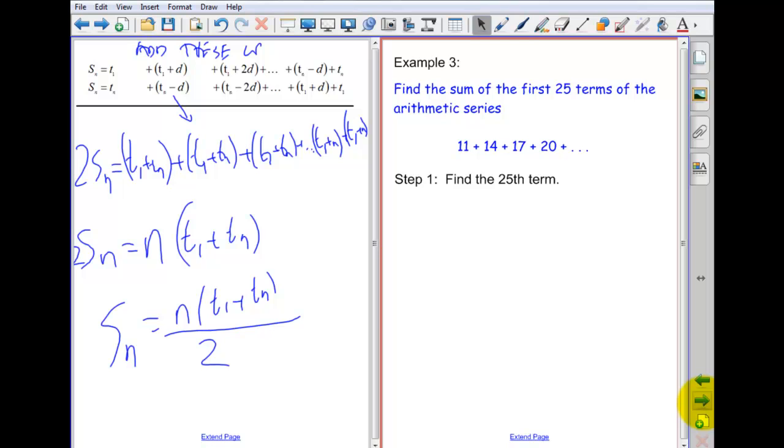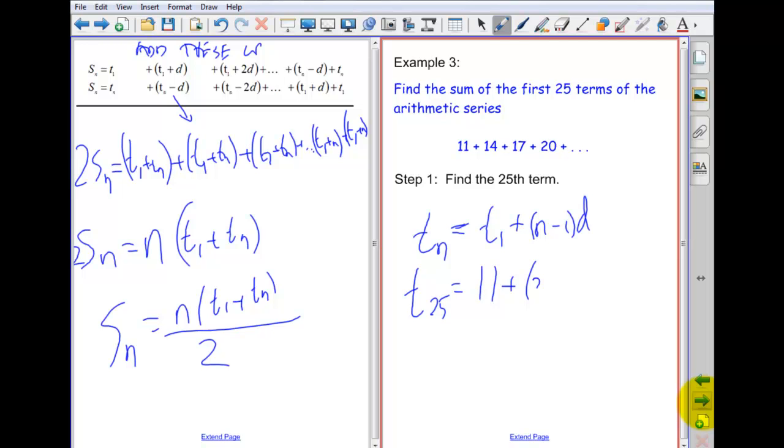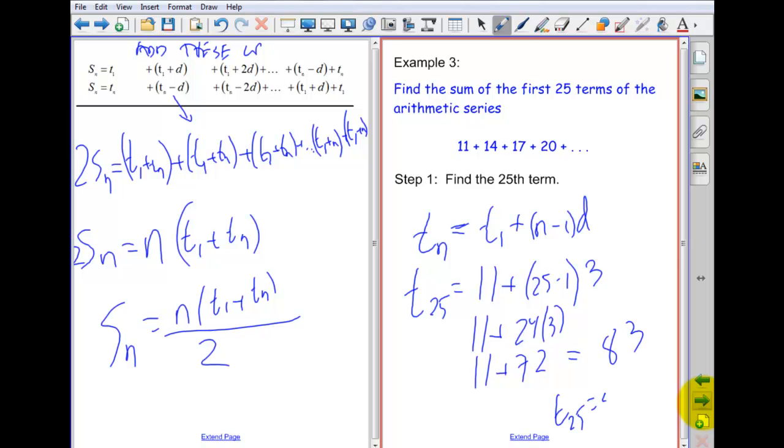Find the 25th term, so we have to go back to our T sub n formula, not the S sub n formula, the formula for the nth term of an arithmetic sequence. Remember, that's T sub 1 plus n minus 1 times D. So T sub 25 equals the first term 11 plus 25 minus 1 times the common difference 3. So we get 11 plus 24 times 3, 11 and 72, 83. So T sub 25 equals 83.